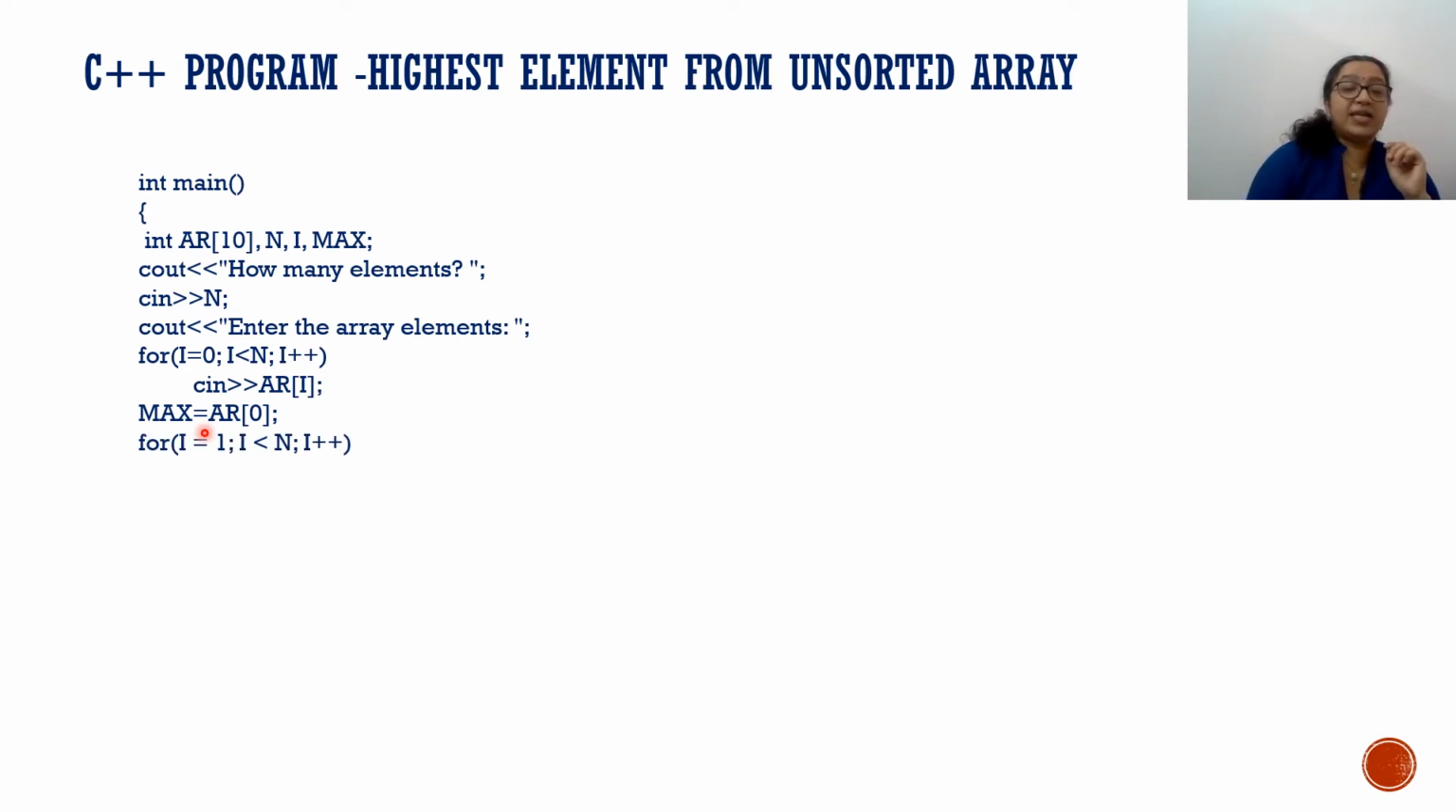For I equal to 1 onwards. Index 0 is already in the max, so we can move from index number 1 onwards. So how can we compare this? This is the way of comparison: if AR of I is greater than max, we want to override the value in max.